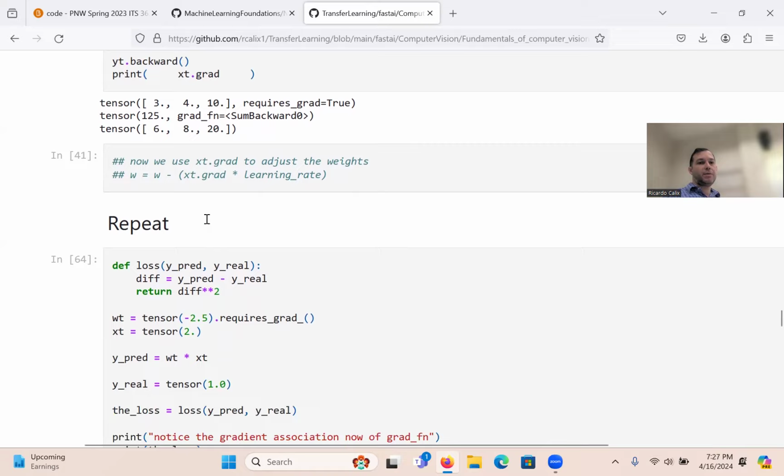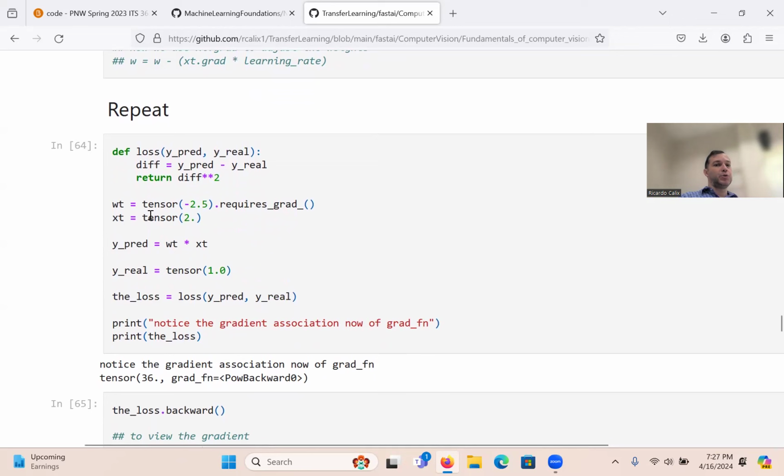Okay. So now here again, we have to have actual terms. Before we only had one value. Now we have X and W, so we have a WT and an XT. XT, notice, is just a value 2. In this case, it does not have gradient associated with it. Why? Because we don't care about the gradient for X. We only care about the gradient for W, because W is the thing that we actually need to update. So we need derivatives for that one so that we know if it's going to be a plus or a minus. Make sense?